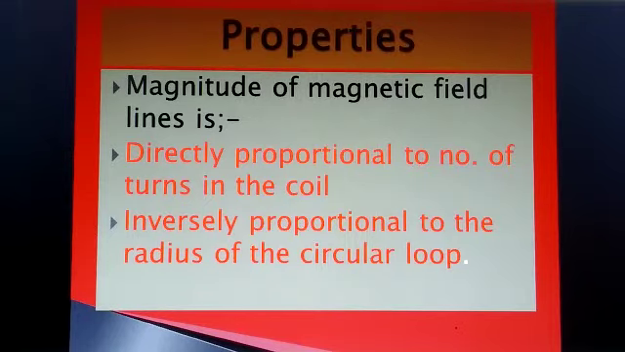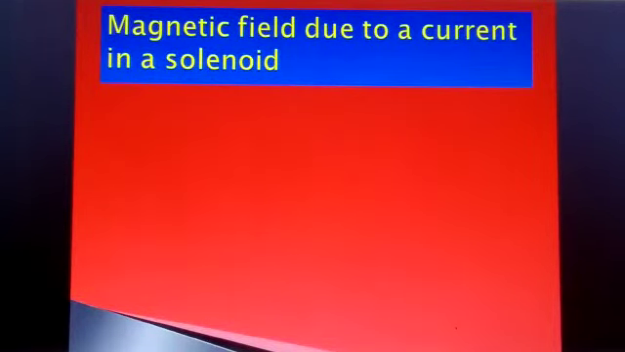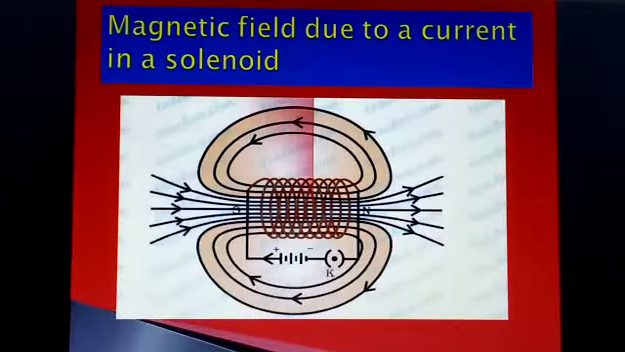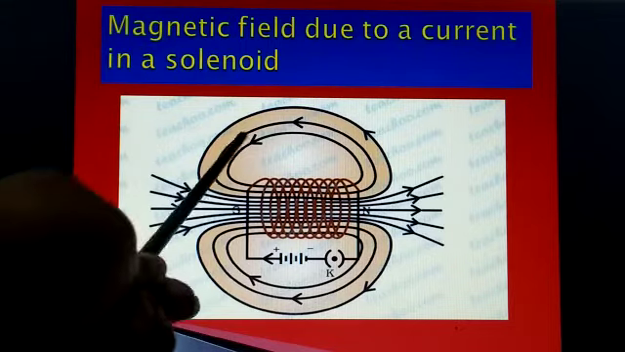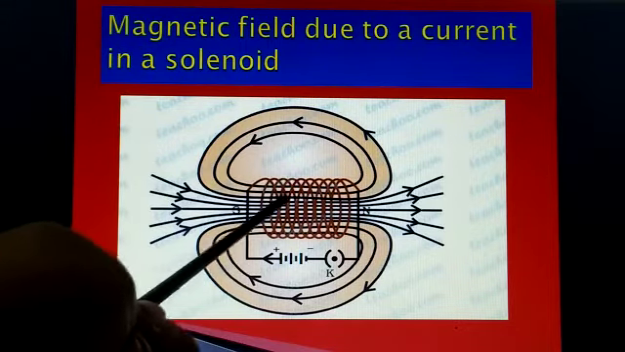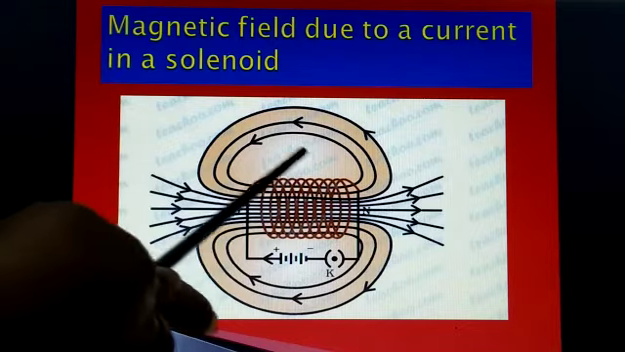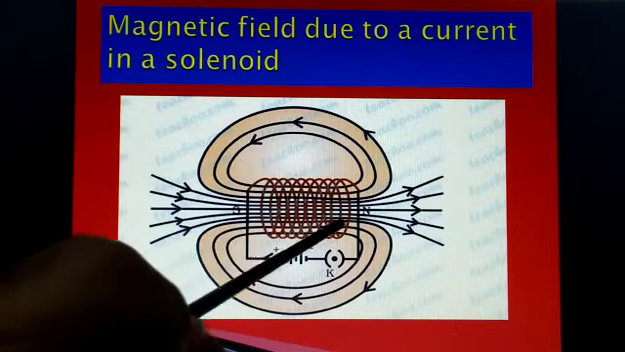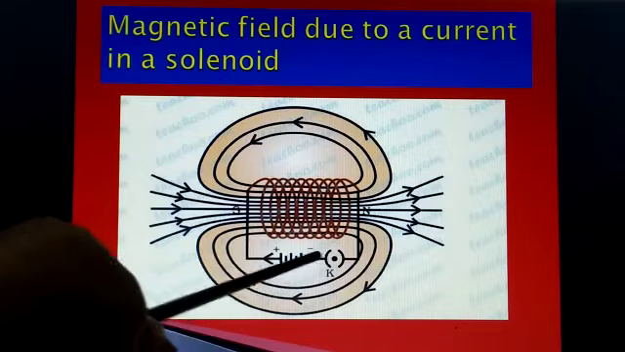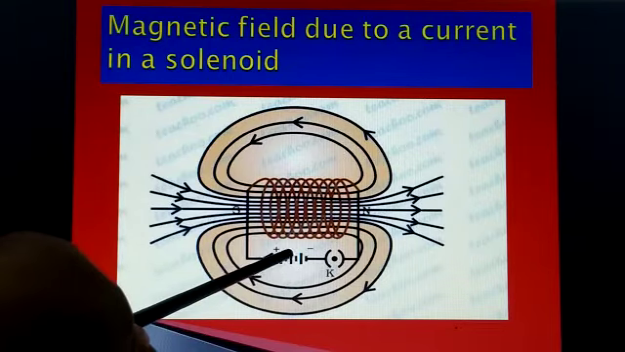Next, we can see the magnetic field due to a current in a solenoid. A coil of many circular turns of insulated copper wire wrapped closely in the shape of a cylinder is called a solenoid. See here, it is an insulated copper wire wrapped in the shape of a cylinder, and we can connect it to a cell. So this is called a solenoid.